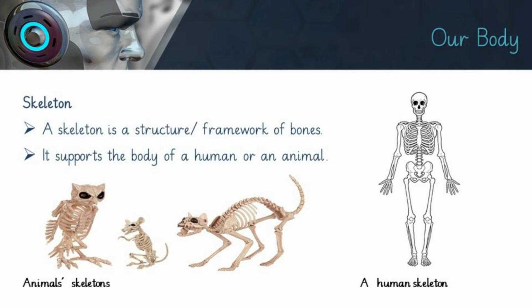On the very right side, you can see that the human skeleton is made up of different bones. These bones are different in shape and in size. Next to it are the skeletons of various animals. Animal skeletons are also made up of different kinds of bones, which are different in shape as well as in size. A skeleton forms the framework of the body of a human or an animal.